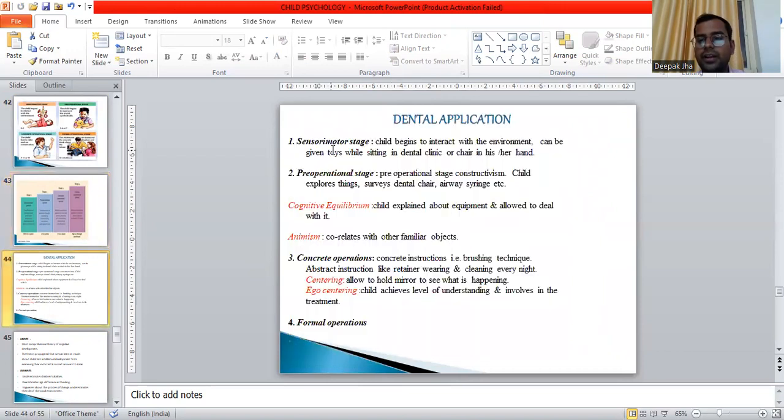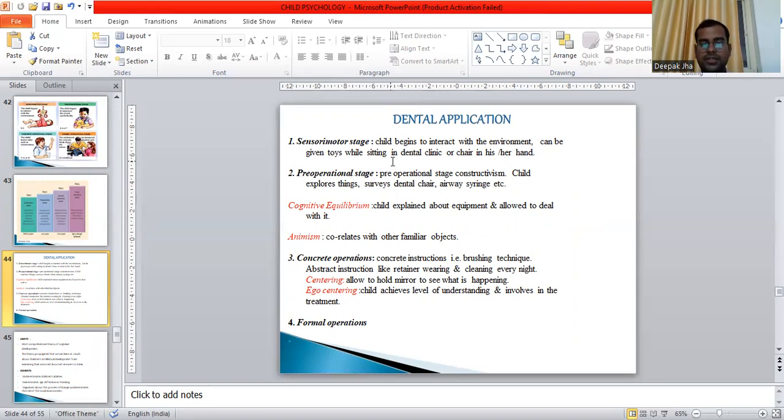Now coming on to the dental application of Piaget's theories. If the child is in the first stage, 0 to 2 years of age, the child begins to interact with the environment. This can be used in a dental setup by giving toys which the child can touch and see. Maybe you should stimulate the sensory and motor activities of a child of this stage. So toys can be given while sitting in a dental chair or in his hand.